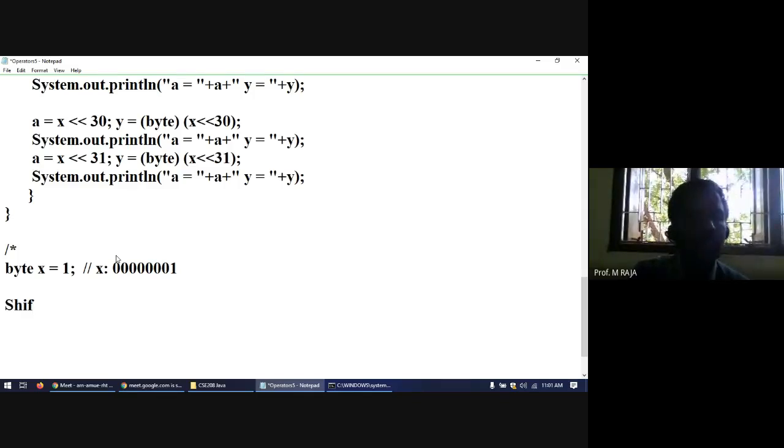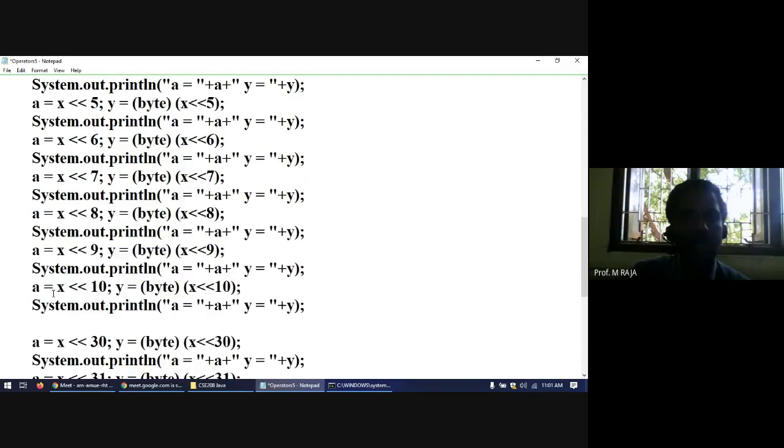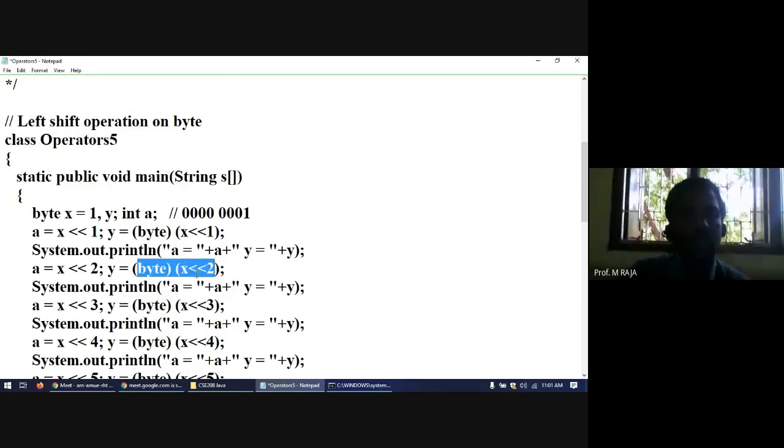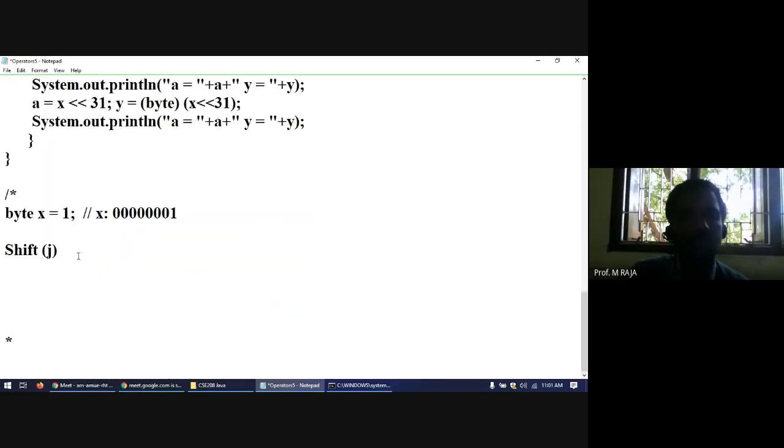Suppose shift j is equal to 0. Or let us form the table, shift using the control variable g. Then write the value of this expression, byte of x less than less than g. Let us explore this case for different values of g.